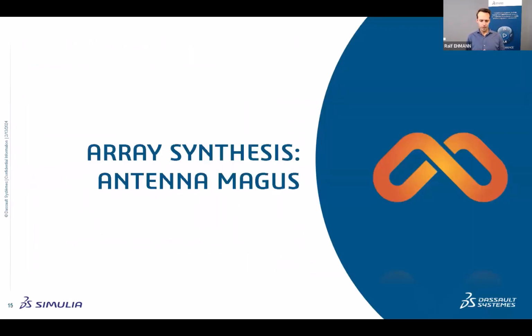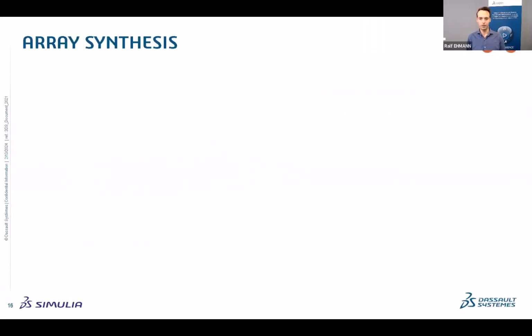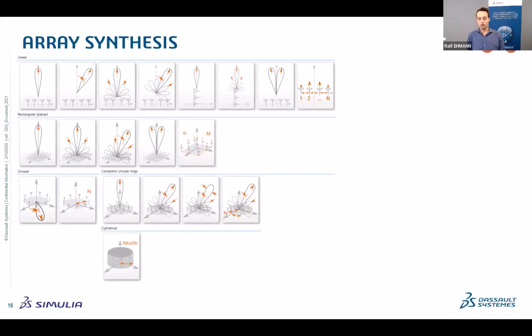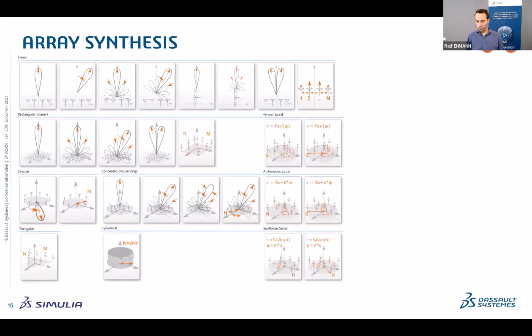Now, before I get to the finite arrays, let's quickly talk about array synthesis, because I think many people are aware of Antenna Maker, but maybe not familiar with the synthesis tool that it has for arrays. So basically, there are all the regular layouts: linear, rectangular, circular layouts, concentric circles, circular rings, so a bunch of things that you can specify: the beam, the side lobe levels, the scan direction, even getting nulls and things like those, even triangular lattice, cylindrical, and then also recently introduced a class of spiral arrays.